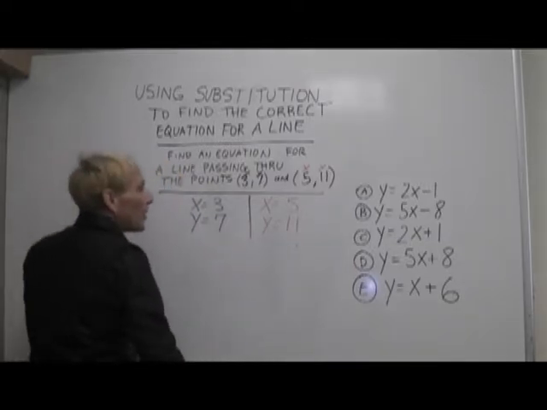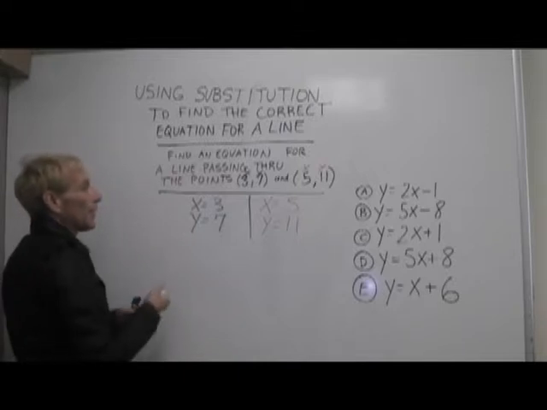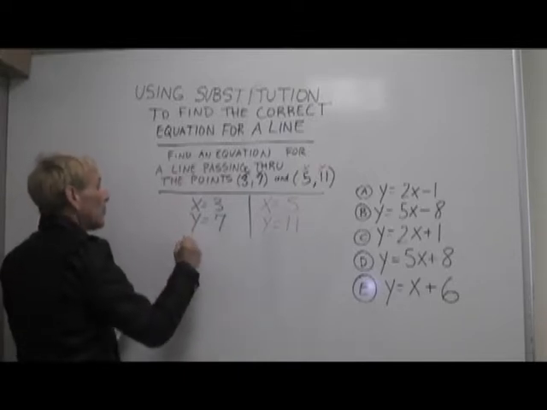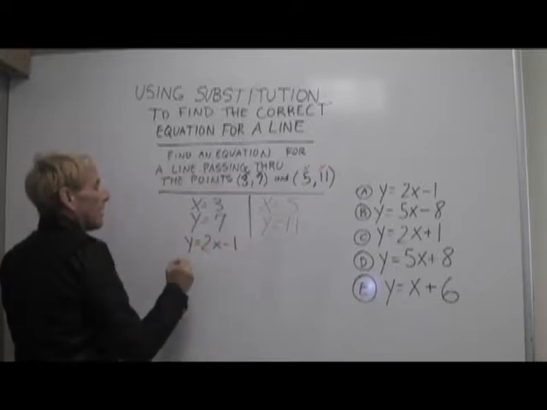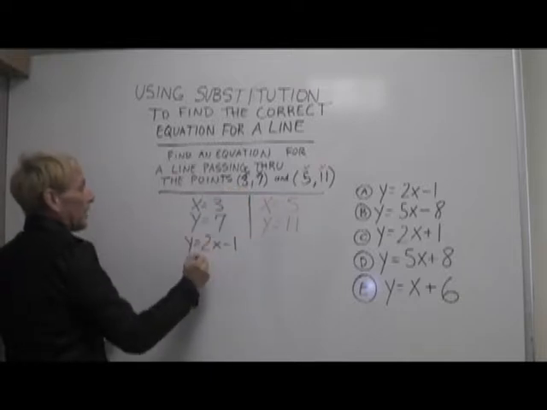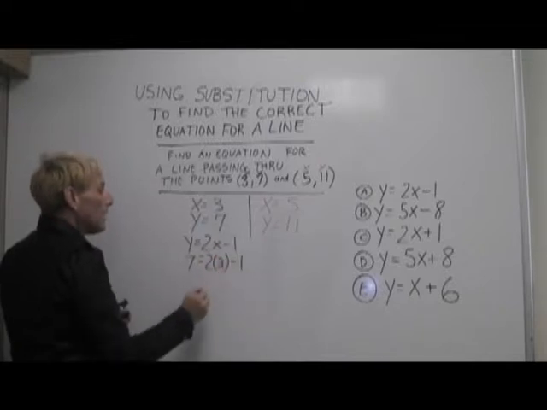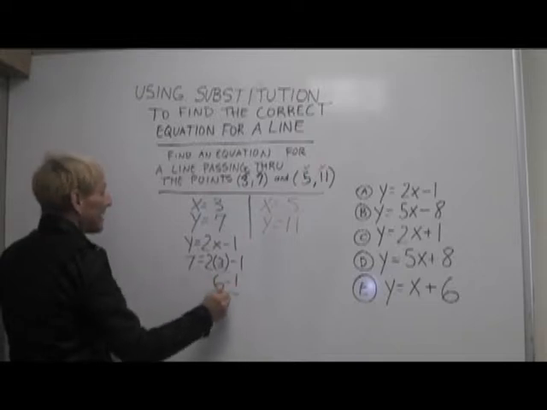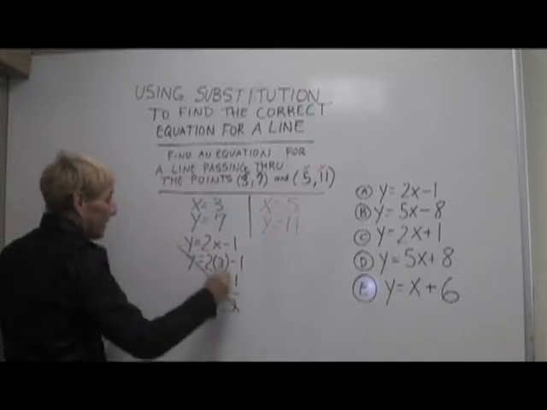Well, I tried E on the bottom. Let me try A on the top. And I'll try the first point with A. y equals 2x minus 1. 7, which is y, for that first one, equals 2 times 3 minus 1. 2 times 3 is 6. 6 minus 1 is 5, not 7.